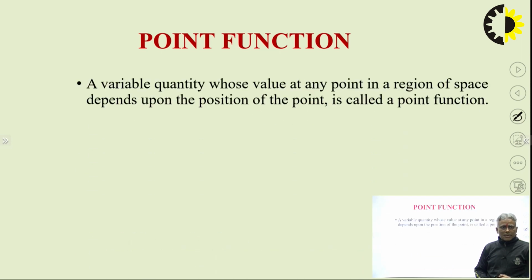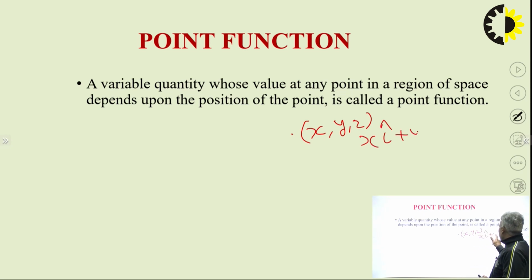Now first of all, I explain what a point function is. A variable quantity whose value at a point in a region depends upon the position of the point is called a scalar point function. Suppose we have a point here. The position of this point in 3D will be x, y, z. In this way we can calculate the position of this particle in vector form, denoted by x i cap plus y j cap plus z k cap.